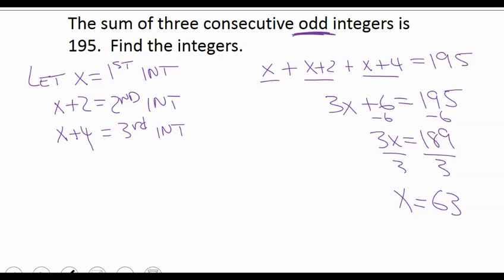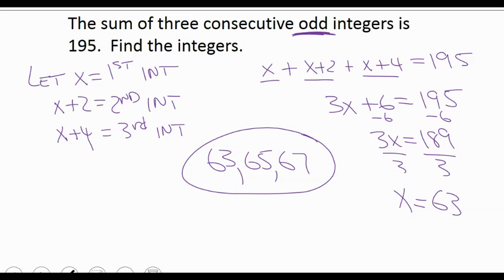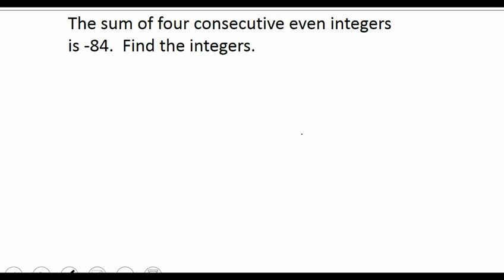So now my three consecutive odd integers are 63. My next one would be add 2, it would be 65. And then the next one would be 67. If I add those three numbers up, I am going to get 195, so I am correct. Let's look at our next one.